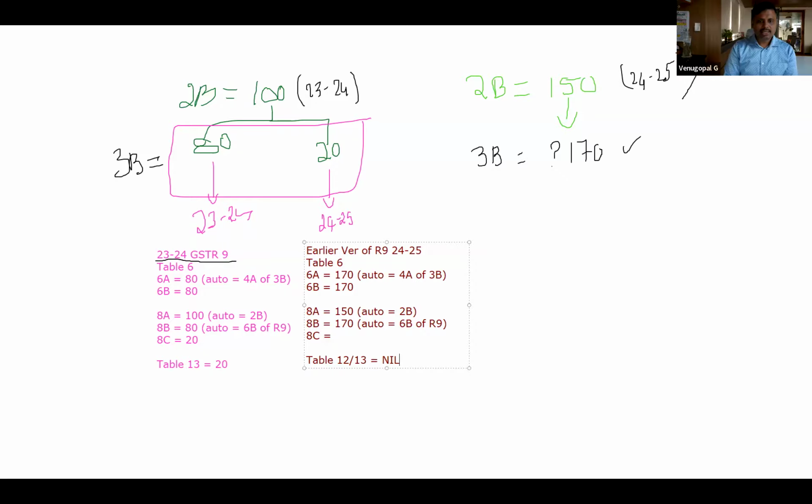And it used to show 8D as a negative 20. This is how it was coming.